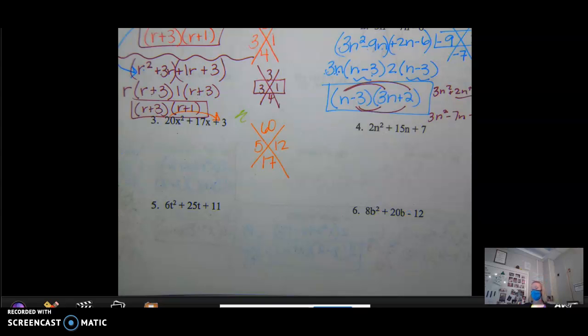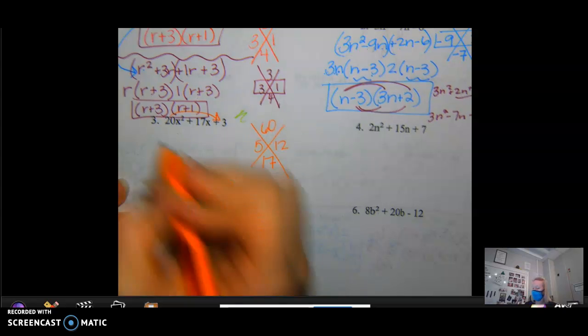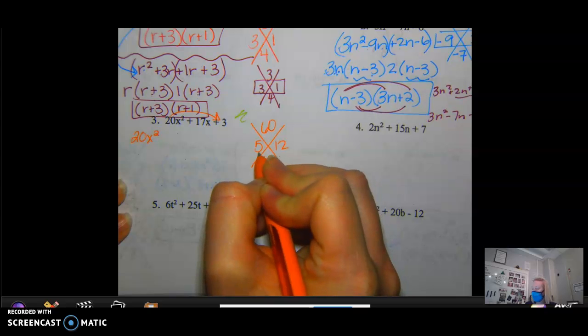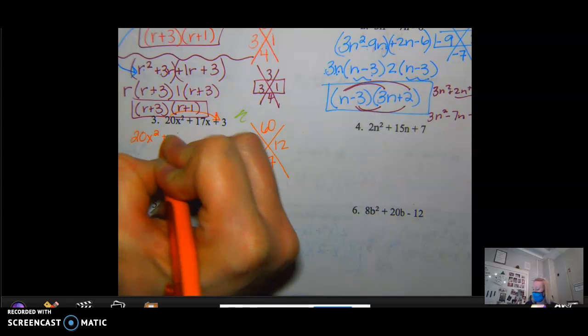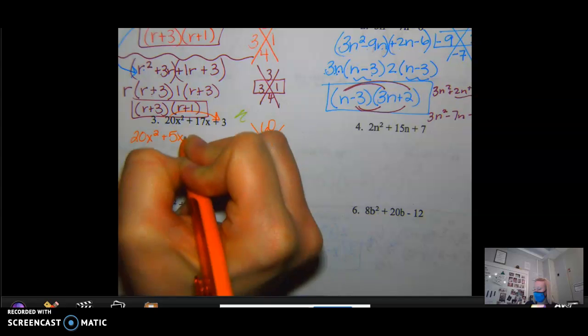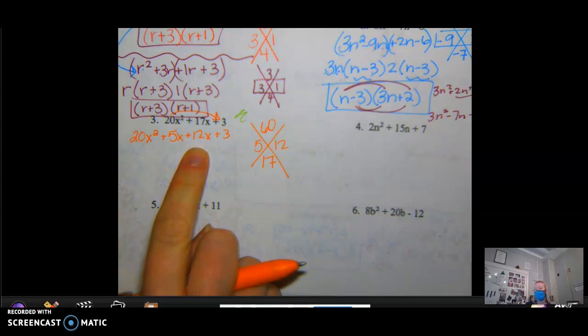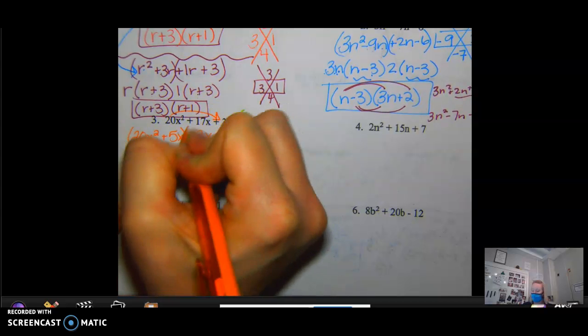It is okay if your paper looks different than mine. I'm going to bring down the first term of 20x squared. For me, I'm going to put this number first, plus 5x, then plus 12x and then plus 3. You may have 12x first and 5x second. You will still get the same answer in the end. Okay? You're going to group, group, group, group.